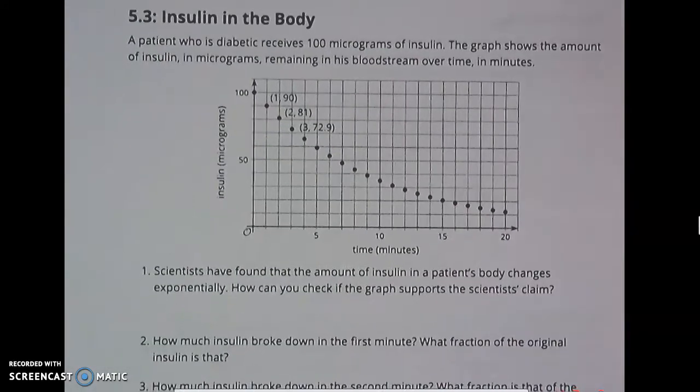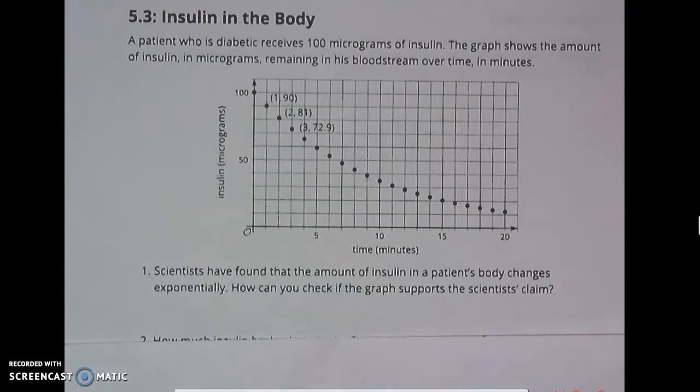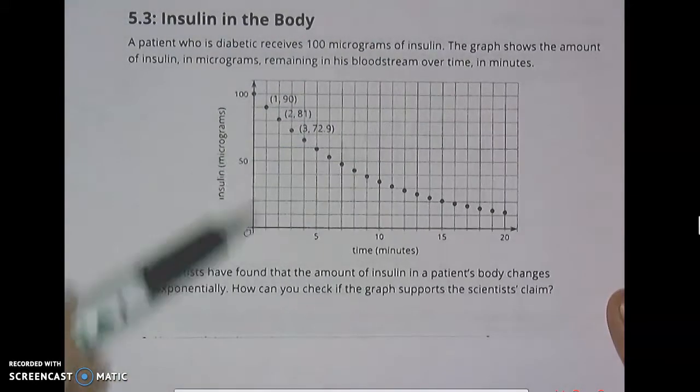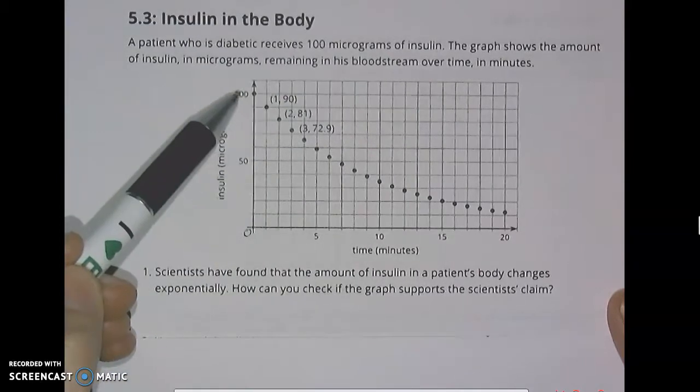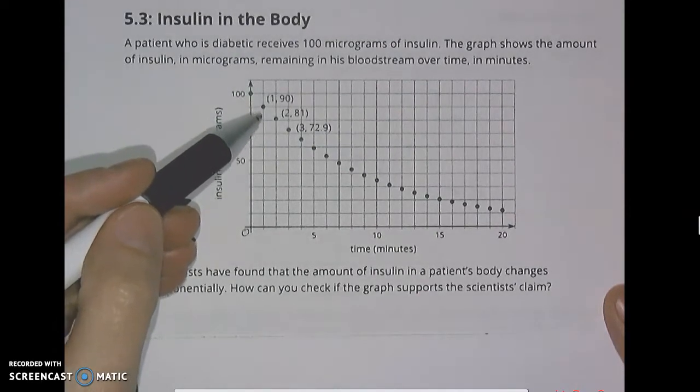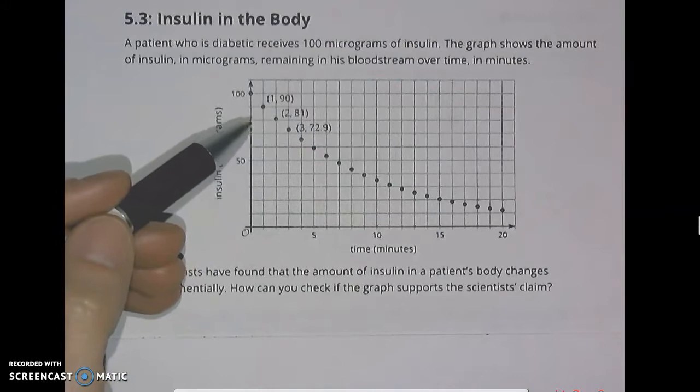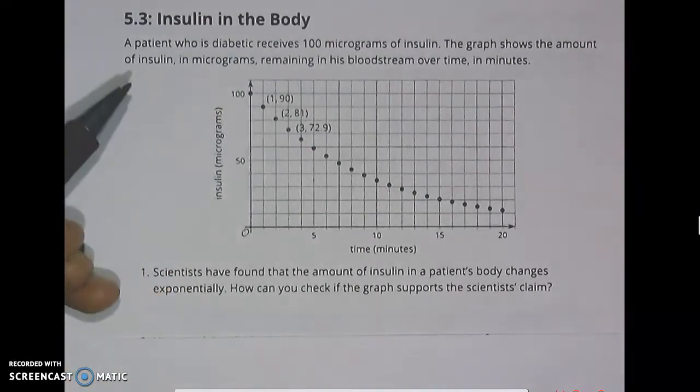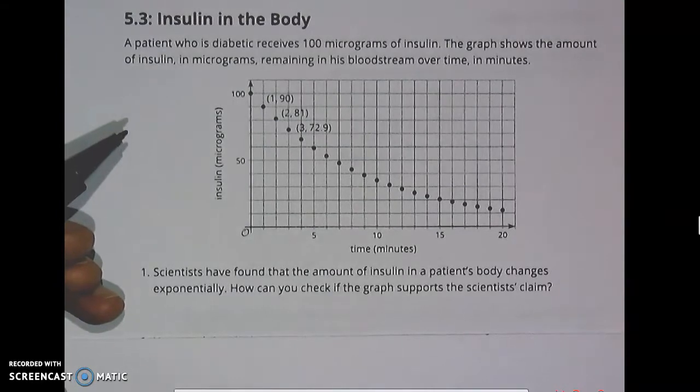All right. Let's look at another situation here. So the last situation we're going to talk about is insulin in the body. A patient who is diabetic receives 100 micrograms of insulin. This graph shows the amount of insulin in micrograms remaining in the bloodstream over time in minutes. So here's our insulin and here's our time. So obviously you get yourself an insulin shot. That insulin is going to stay with you, and then eventually it's going to kind of wear off, and then you have to give yourself more, as you get lower here. Same thing when you take pain medication, say you take Tylenol, it's going to wear off a bit once it gets into your system, and you have to re-up and take more, okay?